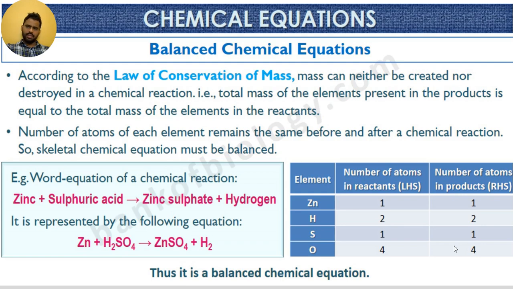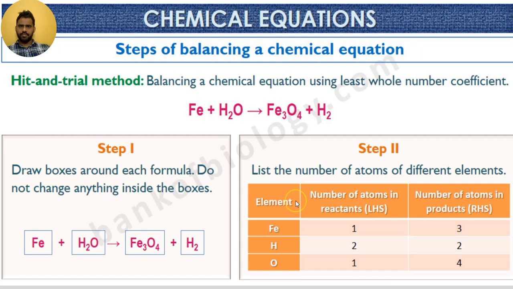If it is unbalanced, they need to add the number of atoms in front of the different formulae accordingly in order to balance the chemical equation. Let us see ahead, and this time we are taking an example. These are the steps of balancing a chemical equation. See, balancing a chemical equation using least whole number coefficients. So we have a reaction: Fe, which is iron, plus H2O gives Fe3O4 plus H2.